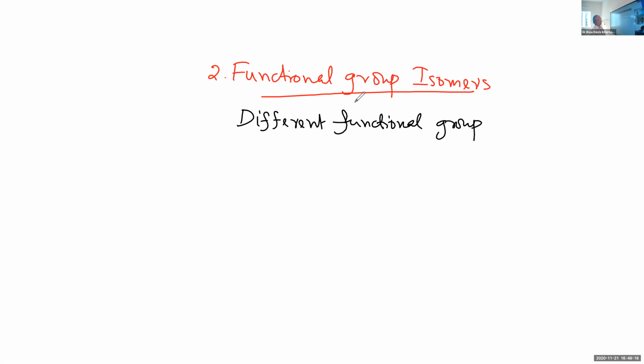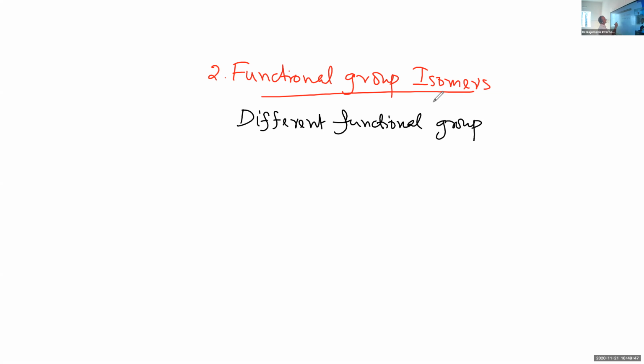Different functional groups. A functional group is a heteroatom or group of atoms that confers specific properties to a class of compounds or to a compound. The group that functions in chemical reactions is called a functional group. So here, functional isomers or functional isomerism, they have different functional groups. Same molecular formula, no doubt.